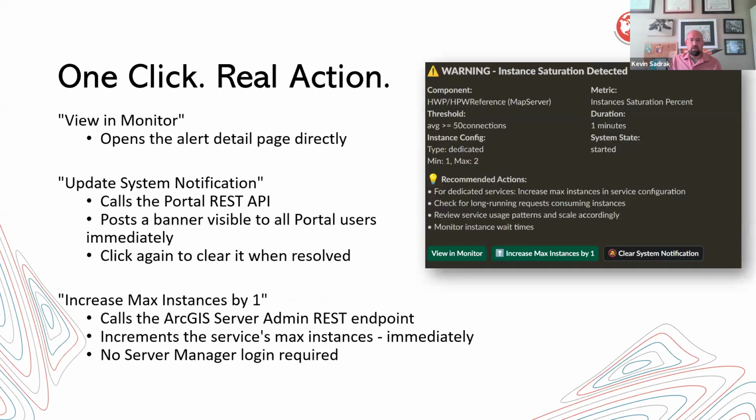I'm focusing on these buttons because I think they're useful. The first leftmost button you see on this screen, the view and monitor, very simply just opens the URL link. So it opens the web page up to ArcGIS Monitor. The update system notification, there's a little more happening with these. It calls the portal REST API. So if you're wondering what was going on behind the scenes, there's a step that uses the portal admin, because all the portal operations are REST accessible.